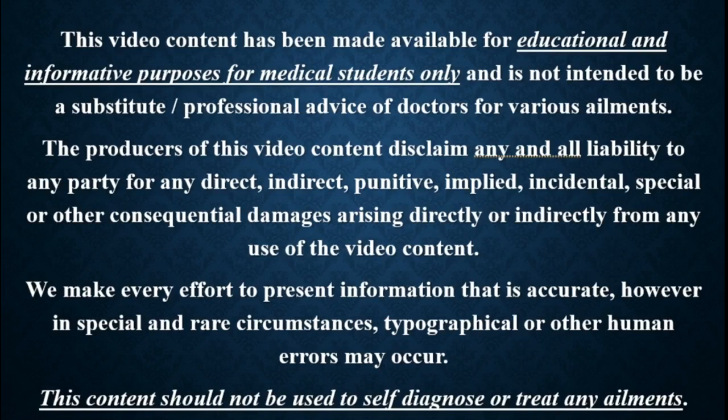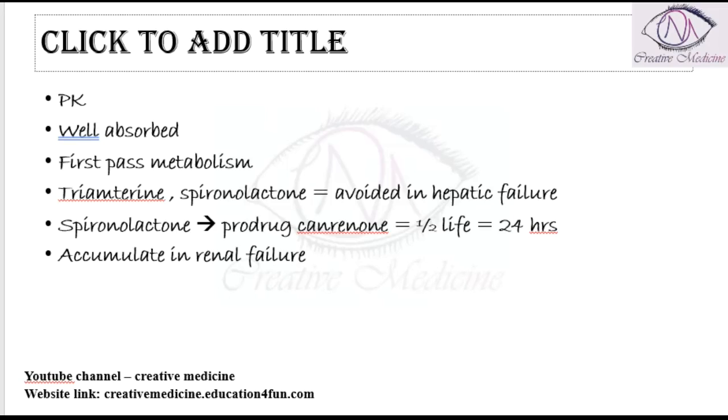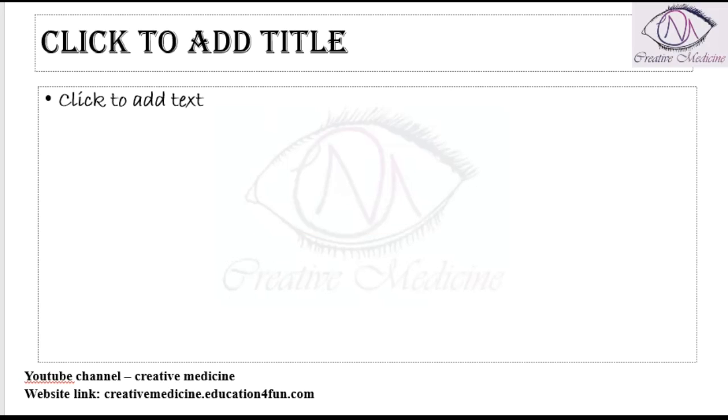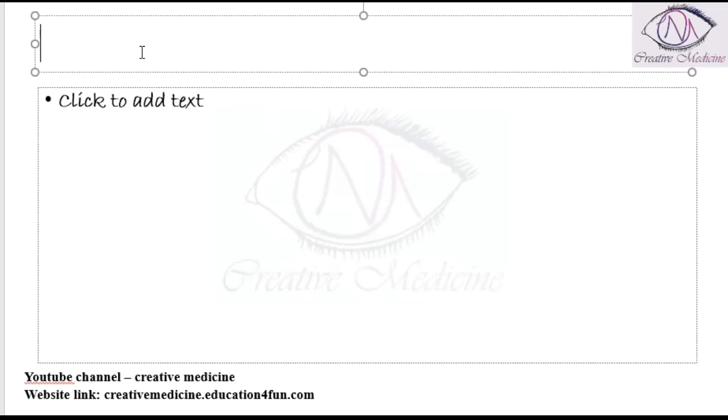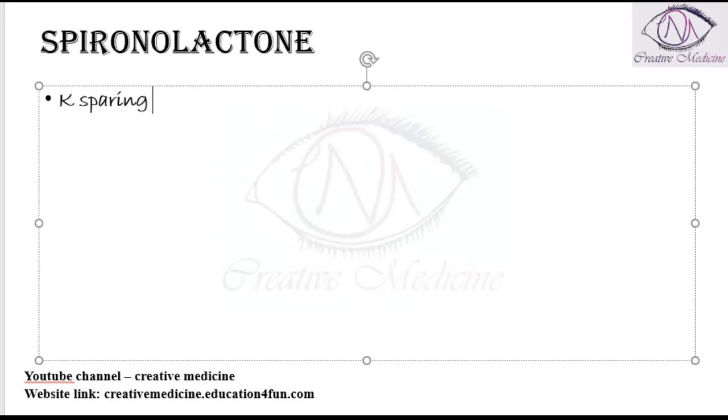In this lecture, we will learn about the drug spironolactone. Spironolactone is a potassium sparing diuretic. It is used in refractory ascites. It is the drug of choice for refractory ascites.